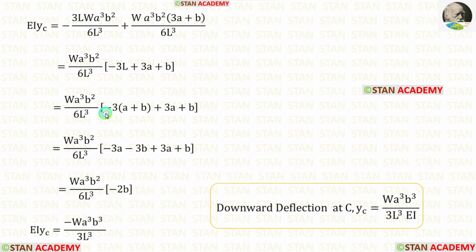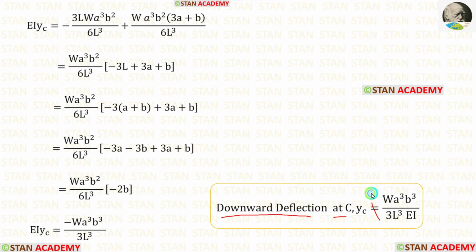Then let us multiply minus 3 with this value. When we do that, we will get this. Then we eliminate minus 3a and positive 3a. Minus 3b plus b, we get minus 2b. b square into b, we get b cube. Then we can take this EI to the right side, so it goes in the denominator. We got a negative value, that means it is the downward deflection. Finally, we have found the downward deflection at C.